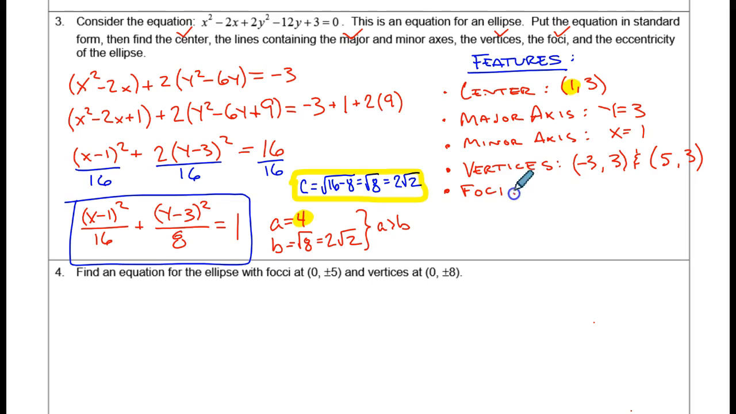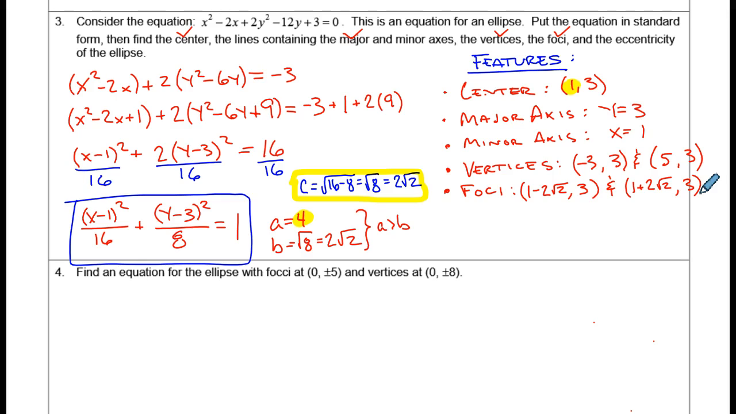So for my foci, again, I'm going to adjust the x-coordinate along the major axis. So my y-coordinate will stay the same. And this time I need to adjust the number 1 left by c units. So that's going to be 1 minus 2 root 2. Y-coordinate is still 3. And then I need to adjust my center to the right by c units. And again, those aren't nice numbers. I mean, they're exact numbers, but they're not real nice because it's hard to think about what 2 root 2 looks like. But trust me, those are the locations of the foci.